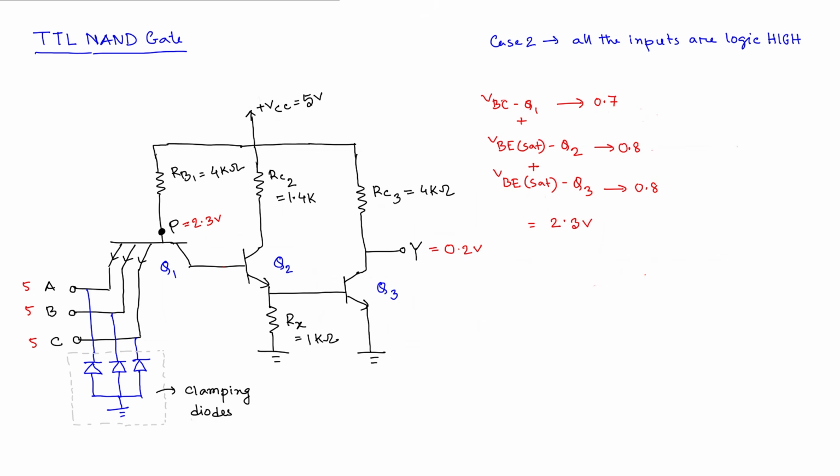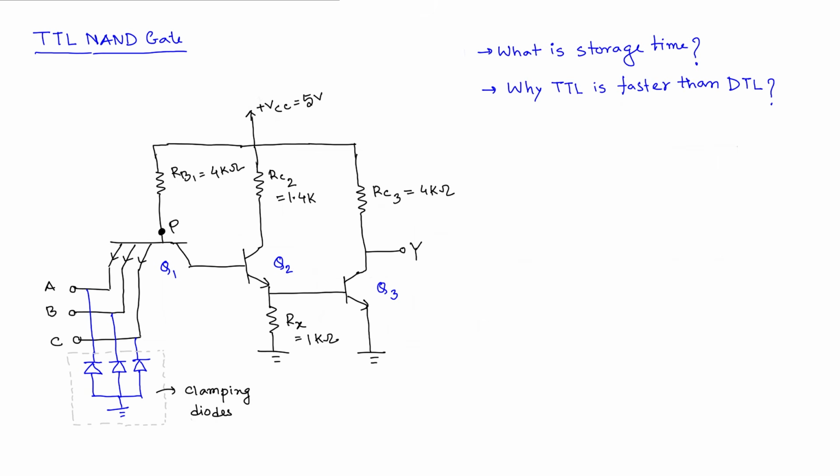Okay, now we will try to understand why TTL is better than DTL. To understand that, first we have to understand what storage time is. Storage time is the delay that occurs when you try to turn off a bipolar transistor that has been driven into saturation. So you are already in saturation, and whenever you want to turn it off, there will be some delay.